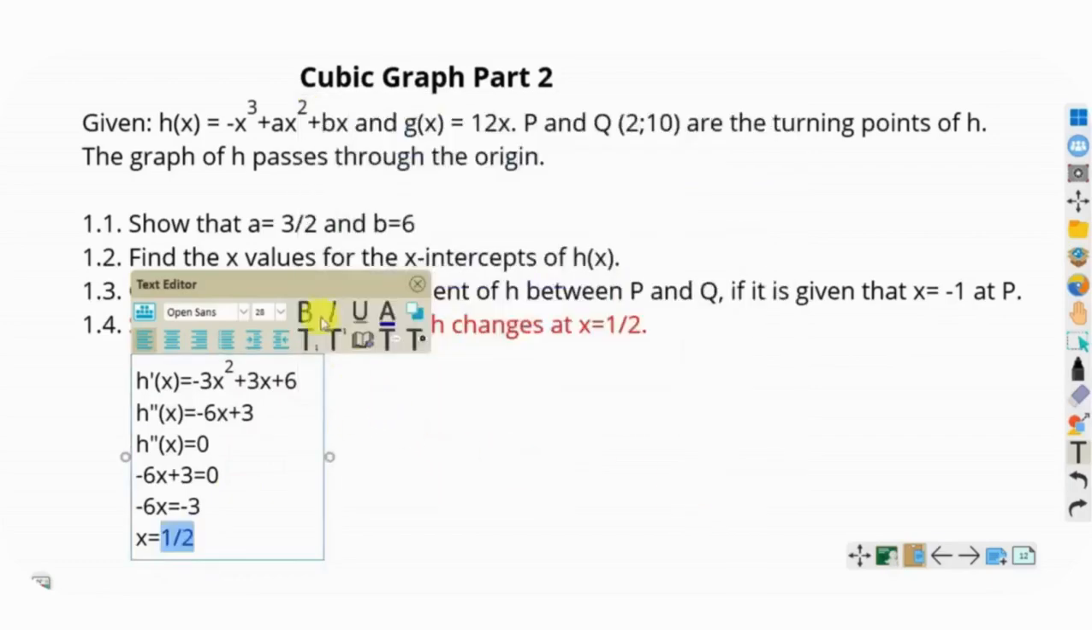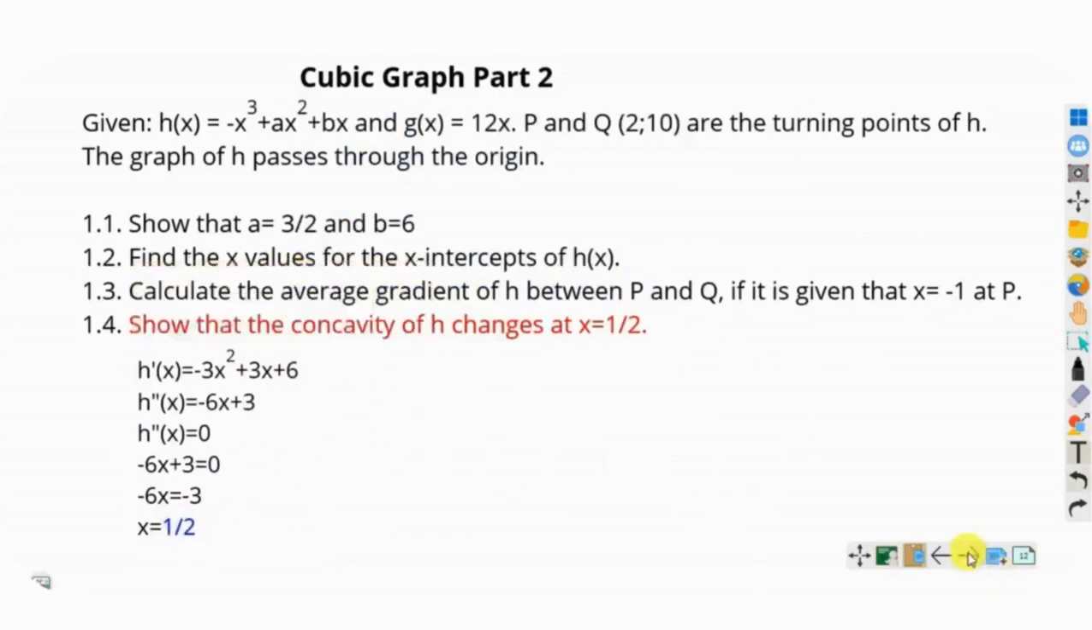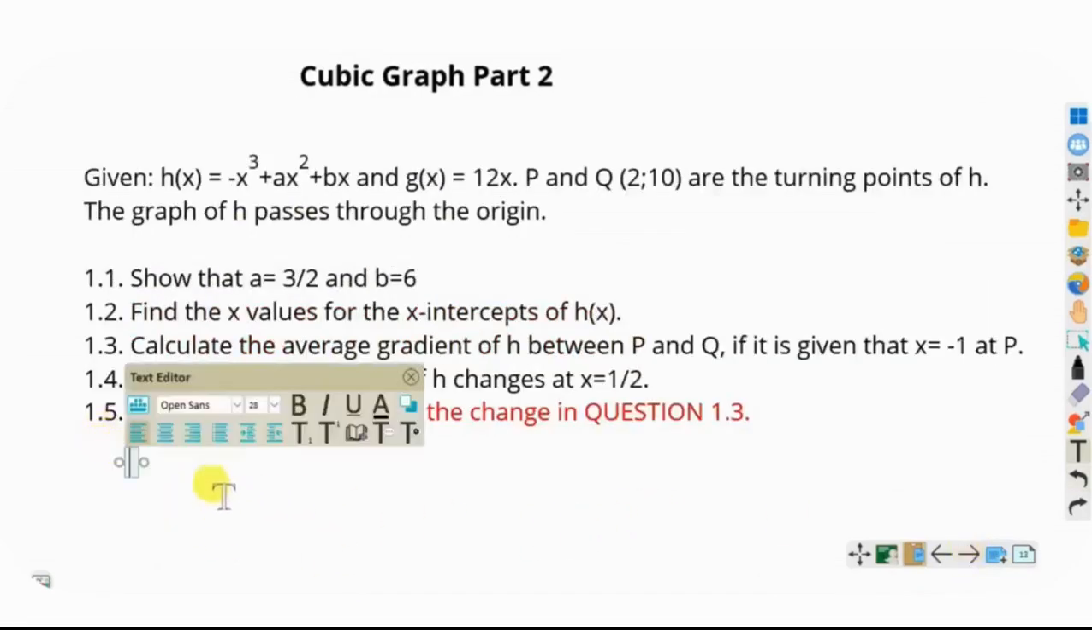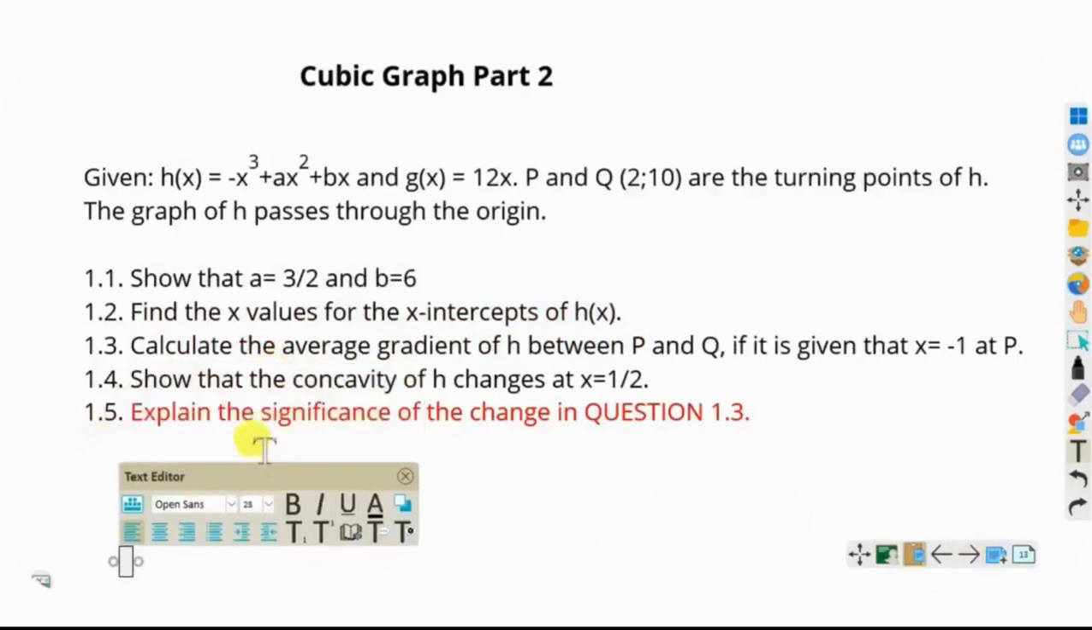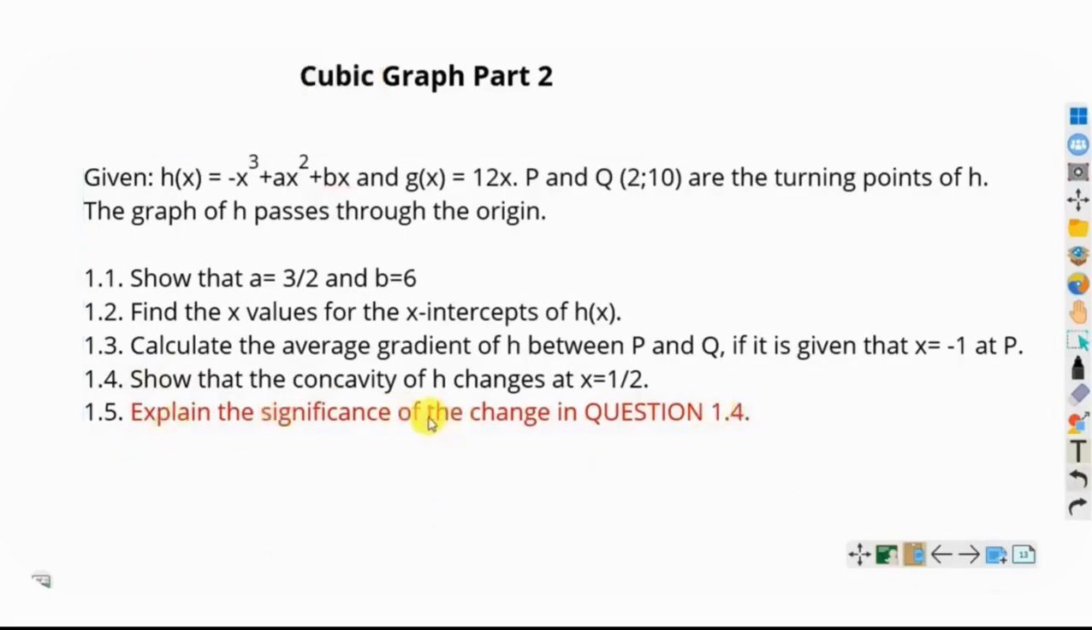Right, so there, we proved that part. Let's go to the next one. The next one they're saying explain the significance of the change in question 1.3. Okay, there's a mistake. This is question 1.4. Explain the significance of the change for that concavity there. What does that tell us?